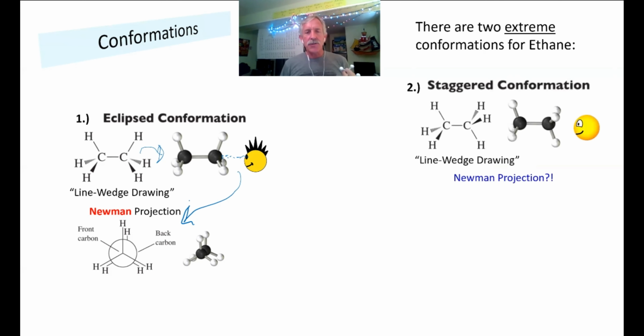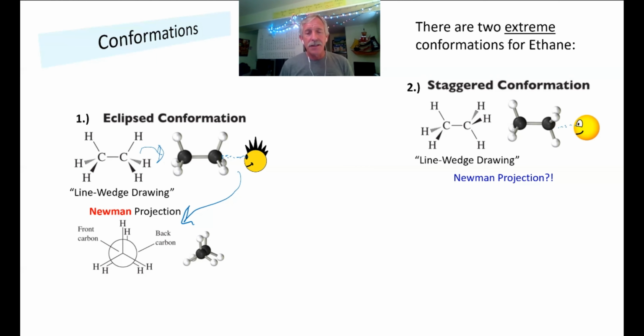The other extreme conformation is if you were to take this molecule and rotate 60 degrees, just get these hydrogens away from each other. So my other little smiley face is going to be looking down here and going to create the next Newman projection. Take a second and see, can you show me the Newman projection that would be created for this carbon-carbon bond? What would yours look like? Pause, please draw it. Give it a shot.